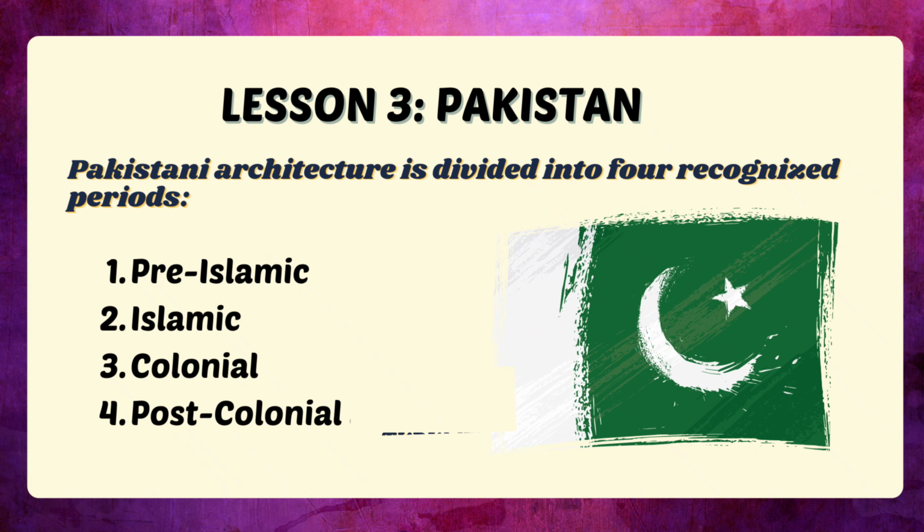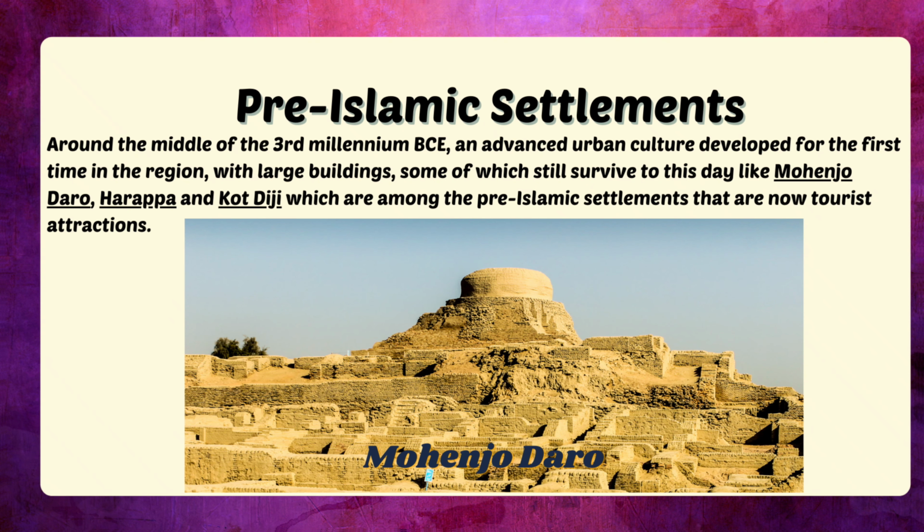Lesson 3, Pakistan. Pakistani architecture is divided into 4 recognized periods: pre-Islamic, Islamic, colonial and post-colonial. Around the middle of the 3rd millennium BCE, an advanced urban culture developed for the first time in the region, with large buildings, some of which still survive to this day, like Mohenjo-Daro, Harappa and Kot Diji, which are among the pre-Islamic settlements that are now tourist attractions.